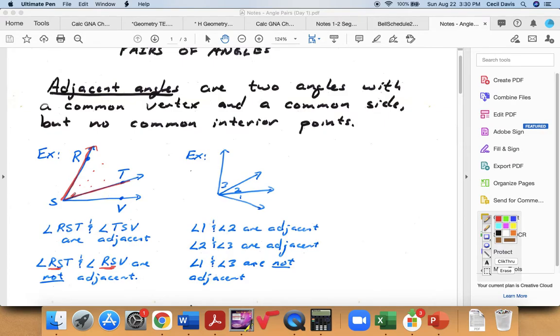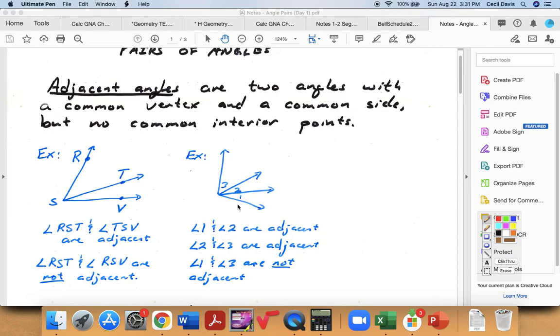Here's RST, and I'll shade in its interior, and then in another color, let's do black, here's RSV, and I'll shade in its interior. See how the two interiors overlap? Adjacent means next to. So like in our example from the cafeteria, your friends are sitting next to you, not sitting in your lap. They are adjacent to you, not overlapping one another. Okay? All right, so let's look at some other ones.